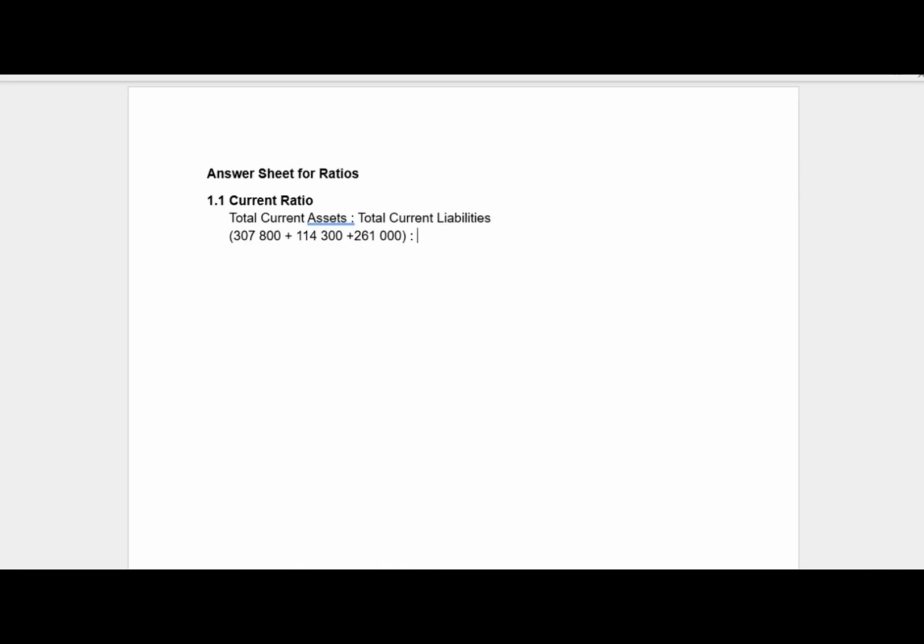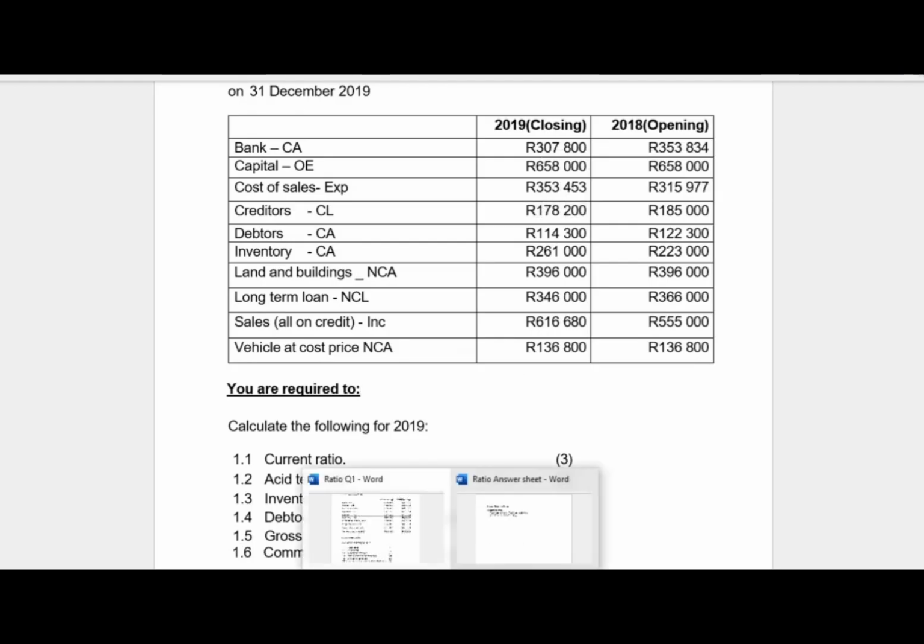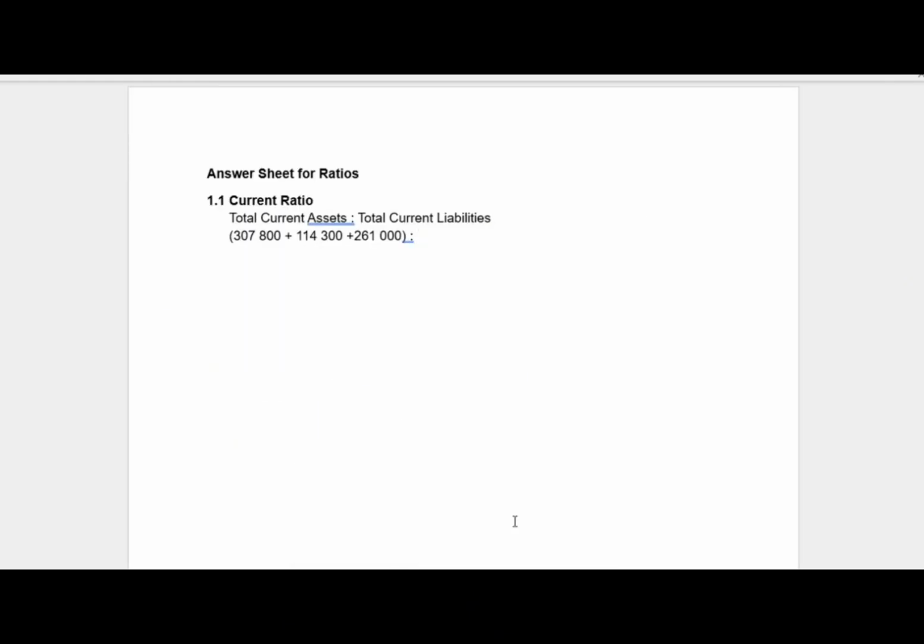So let's go and check our current liabilities. Our current liabilities, we have creditors, and we don't have any other current liability there. So it means we only have one, which is 178,200. Right, so we go to our answer sheet. We say is to 178,200. That is our current liability that we have.